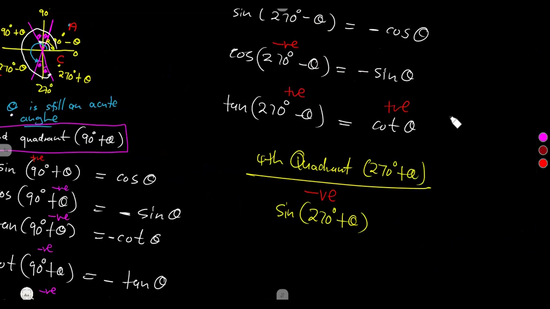But remember, as a co-ratio, sine changes to what? To a cos. So it was supposed to be cos of what? Negative. This one also negative. Just like that. We move on to cos, 270 degrees plus theta. So the same thing.